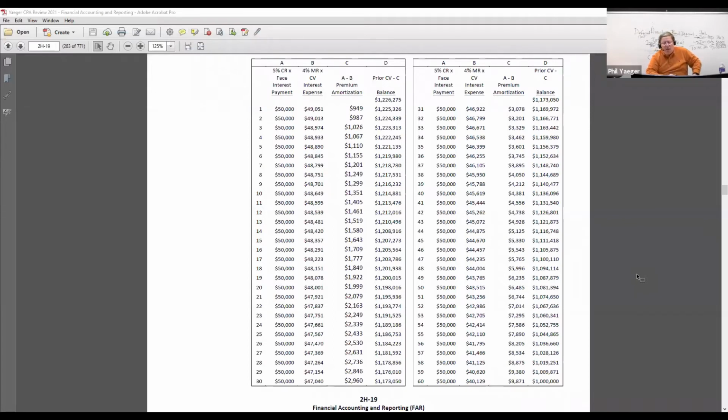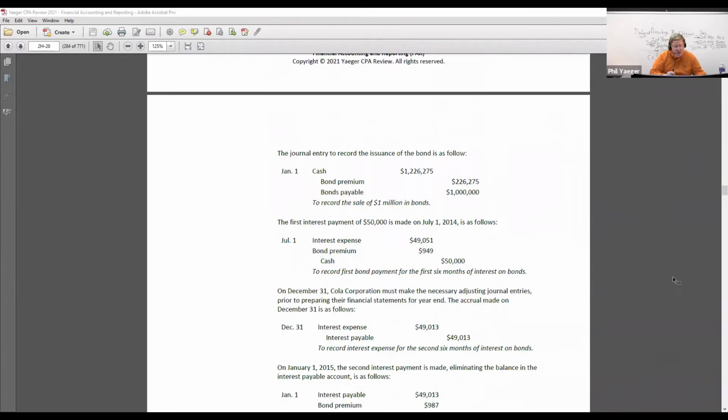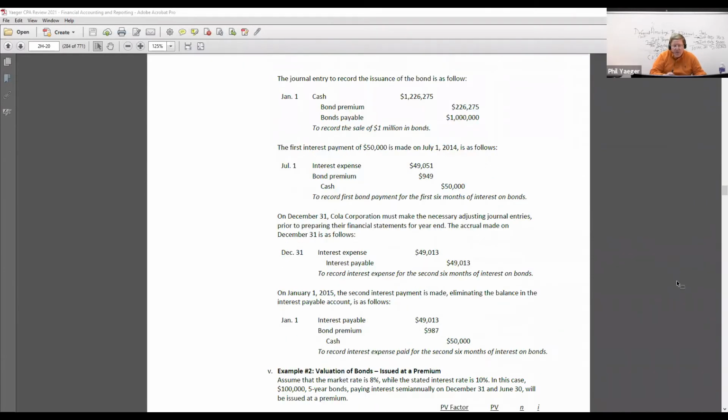Now, what's the journal entry we would make on the date of issue? It's $1 million bonds. First of all, how much would we debit cash for? 1,226,275. See that? Now, the first date we're going to show is the interest payment. Now let's go back to that amortization schedule.